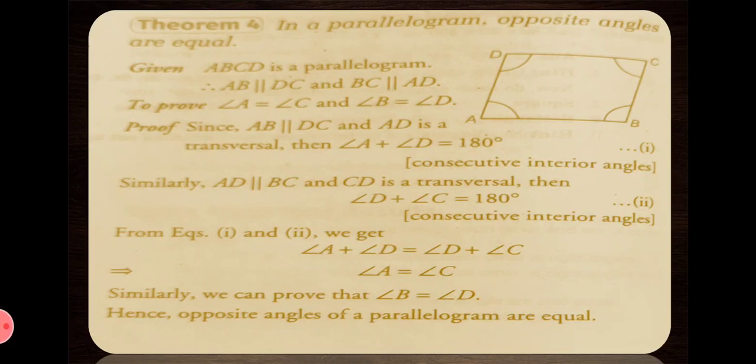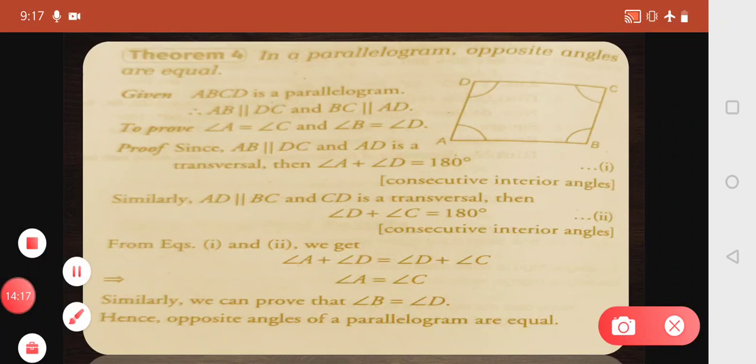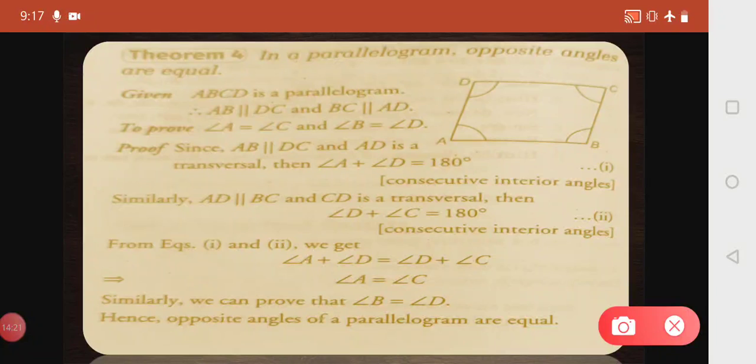For proof, since AB is parallel to DC and AD is a transversal. Now we know that these two are parallel and we take AD as a transversal. So for this reason, angle A plus angle D equal to 180 degrees. That is, they are co-interior angles, or you can say consecutive interior angles, or interior angles on the same side of the transversal. So as AB is parallel to DC and we take AD as a transversal, we get angle A plus angle D equal to 180 degrees. Let it be number 1.